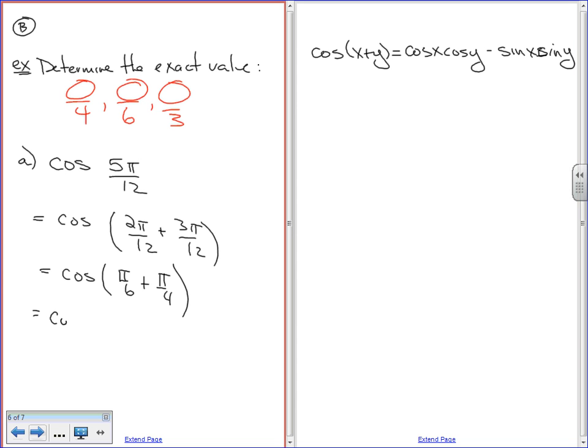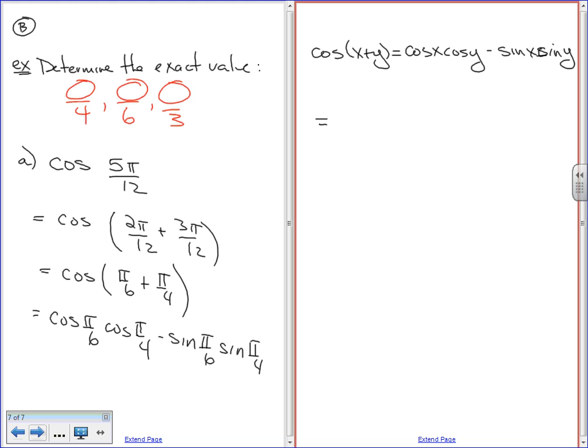So it's the cosine of the first angle times the cosine of the second angle, subtract the sine of the first angle times the sine of the second. Once you've expanded it, now it's just a matter of solving each one of these individually and coming up with the answer. Okay? So this is where you would use your special triangles, because all of these angles are angles in my special triangles.